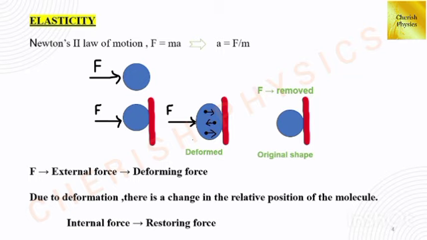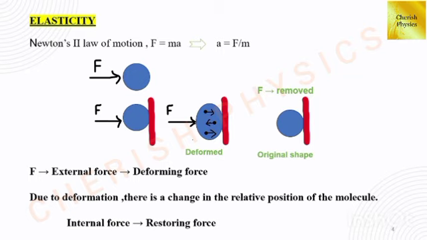By Newton's second law of motion, we know force equals mass into acceleration. That is, if we apply a force on an object of mass m, it accelerates if the object is in a free state. If the object is not able to move, it gets deformed. See it in the picture. The circular object becomes an oval shape when the force F is applied.